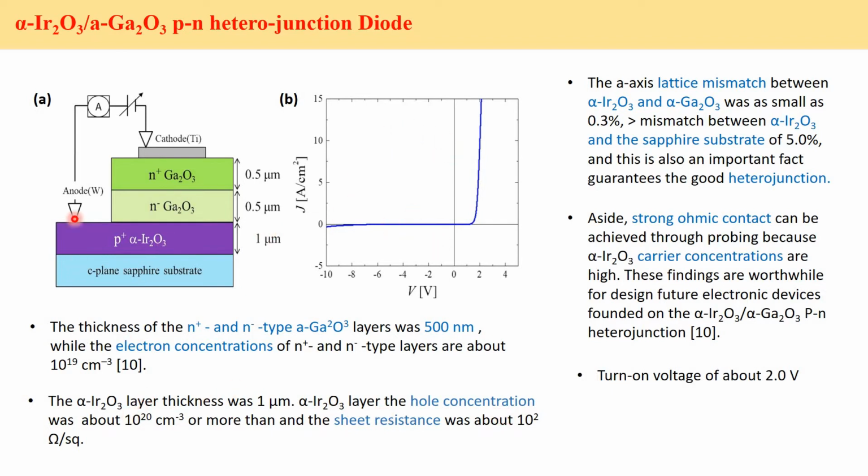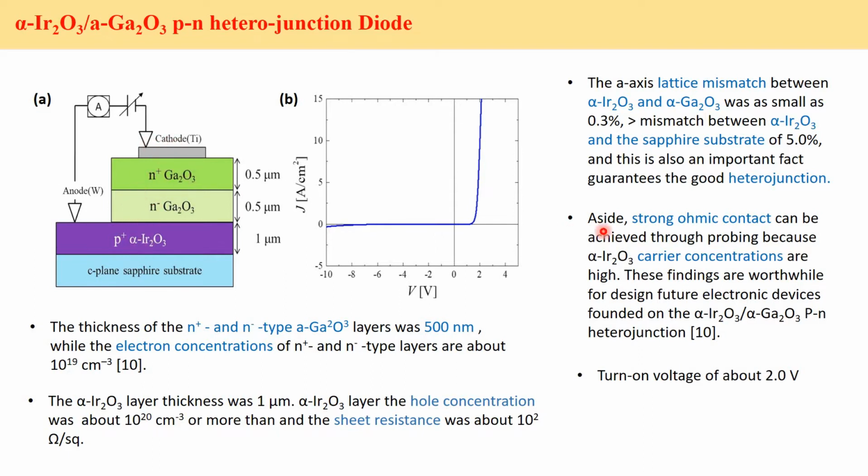In that case the lattice mismatch between iridium oxide and gallium oxide is very small, about 0.3%, which is better than between iridium oxide and the C-plane sapphire, which is 5%. So these two materials form a very good heterojunction, and because of that they perform very well.